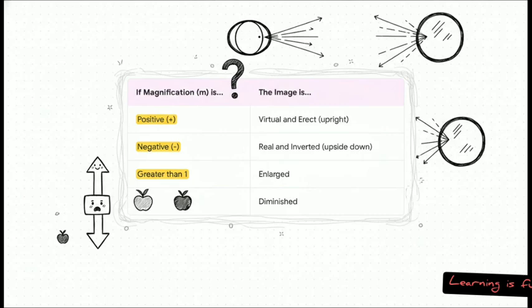So once you calculate M, how do you read the answer? It's really straightforward. If M is a positive number, your image is upright. If it's negative, the image is inverted or totally upside down. And the number itself? If the value is bigger than 1, the image is enlarged. If it's less than 1, the image is smaller. It's amazing. You get a complete description from just one little number.